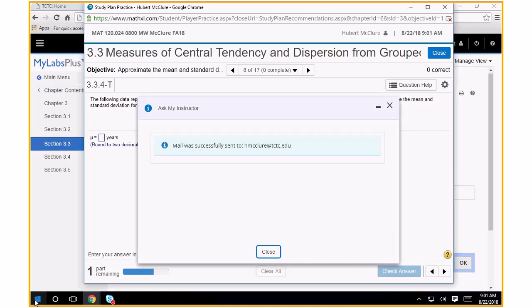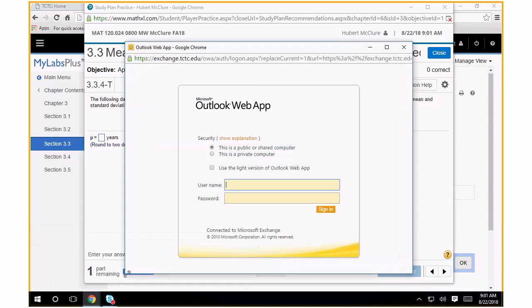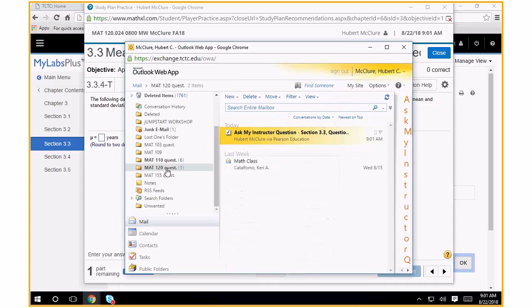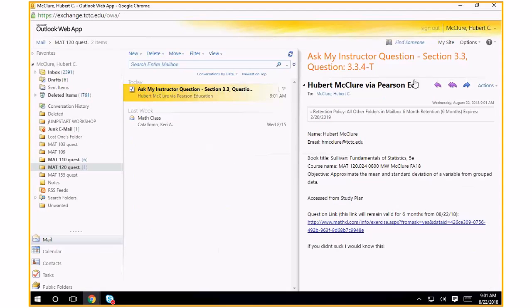I'm going to go to my email. I'm going to log in, which it probably won't let me because I'm on a prehistoric college computer. And I'm going to go to my 120 and look there. Just send it. See how fast that was? Now the next day in class, I'm going to go to my 120 folder, and if you got questions in there, we're going to pull them up. And I'll say, okay, this person sent 3.3, number 4, and it's like, why does it give the problem?